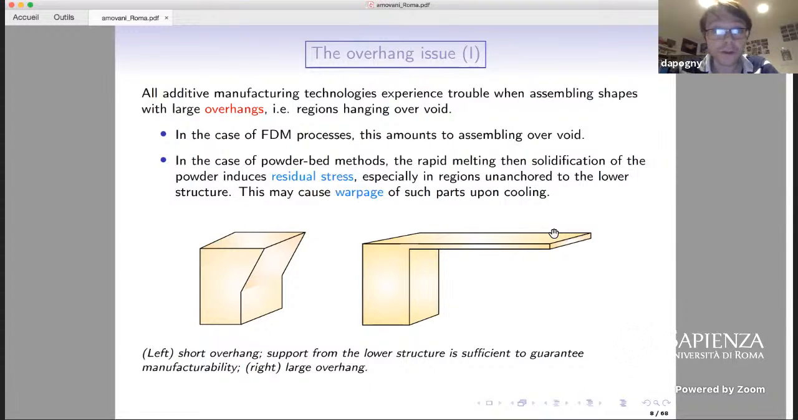The reasons why additive manufacturing techniques experience difficulties in assembling overhanging regions may differ from one technique to the other. For instance, in the case of FDM processes, that are material extrusion methods that I have discussed just before, the reason is clear. Since you deposit rasters of materials one on top of the other, if you would like to construct such a pattern, then it would amount to depositing material on a void. So of course, this is not doable. In the case where you are using powder bed methods, the reason why overhanging regions are bad is not that clear, is not that obvious, but it's because you have some metallic powder below the overhanging region.